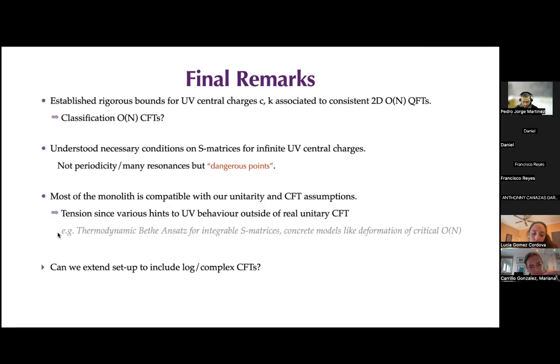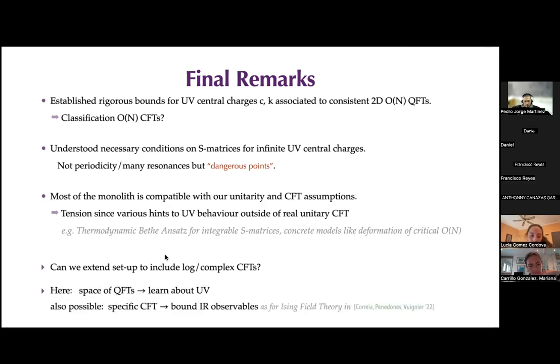So something we would like to do is to try to extend this setup to include more general kind of CFTs like logarithmic or complex. And here also I showed you how we can study the big space of QFTs and try to learn about the UV, but you can also try to fix the CFT by, say, fixing the central charges and bound the IR observables, as was done in this paper for Ising field theory. So if you have a particular theory in mind that fits in this space, we can also study it more precisely. And yeah, that's it.